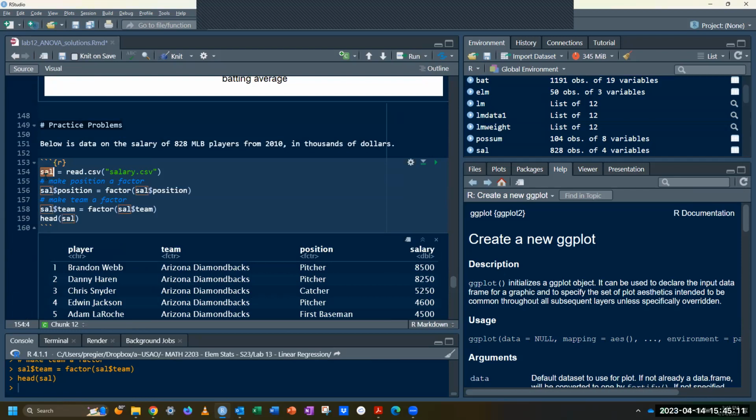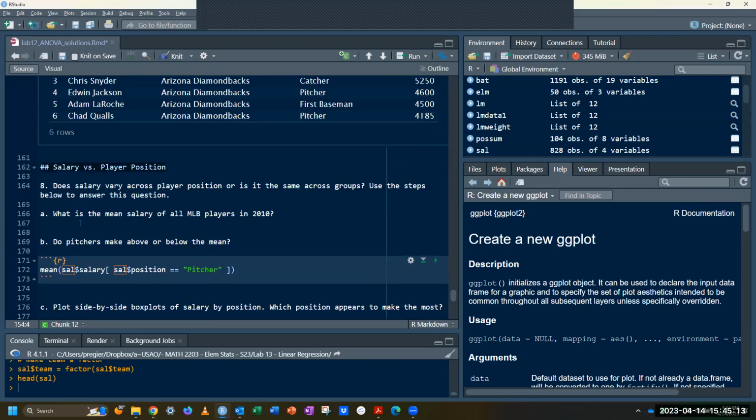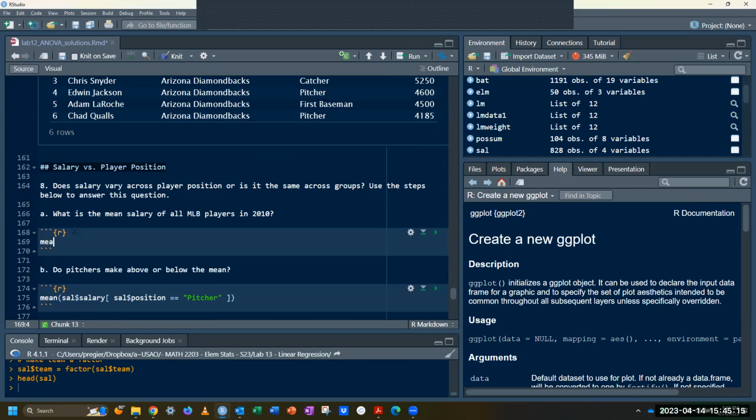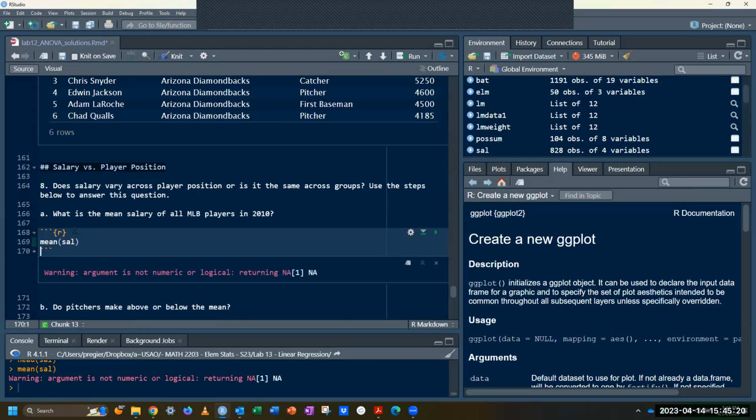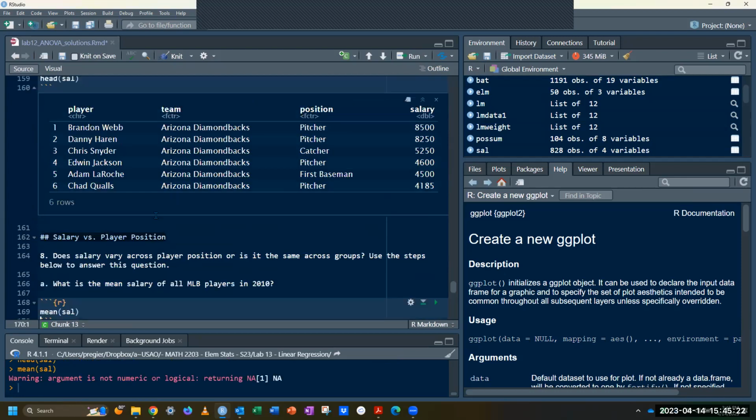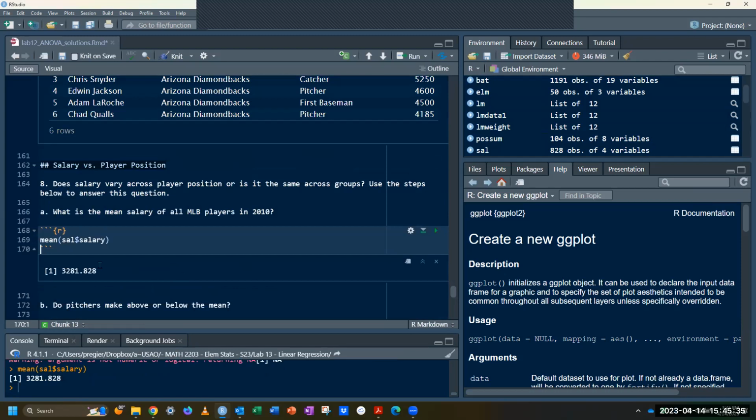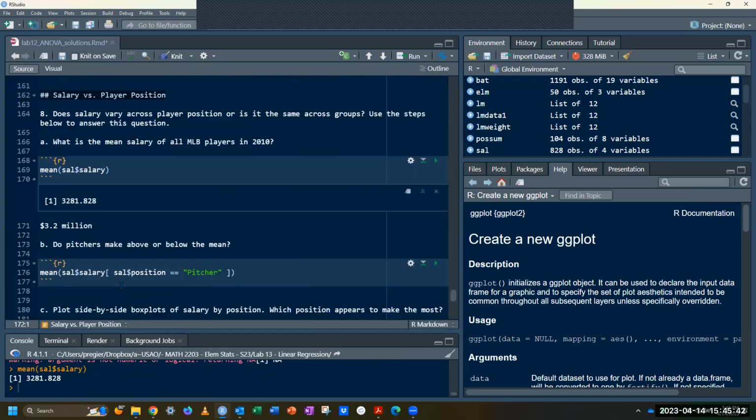So what is the mean salary of all our different players? Since our data is stored in Sal, I'm just going to look at the mean of Sal. And if you run this right here, it says, hey, I don't know what to do, because actually this Sal variable is all this information. I actually want just the salary variable, so I should say $ sign salary. That's the numeric. So that's the mean salary, about 3.2 million. Take that number, multiply by 1,000.